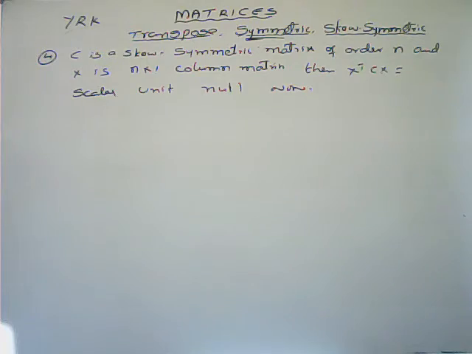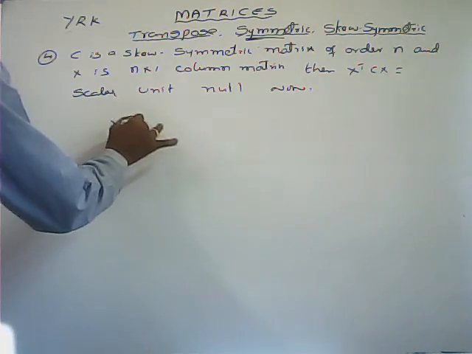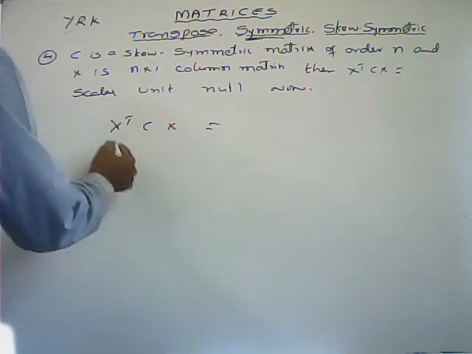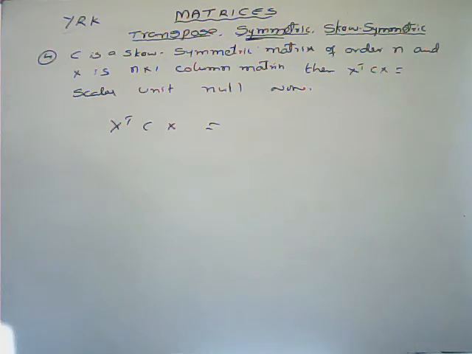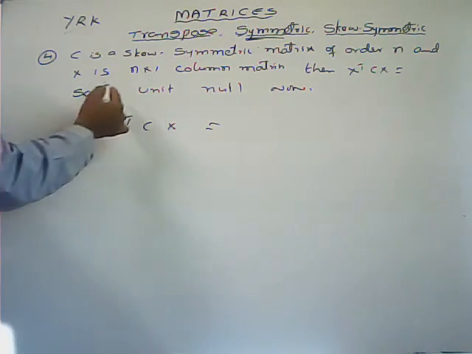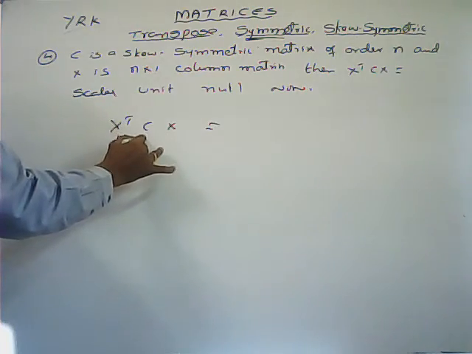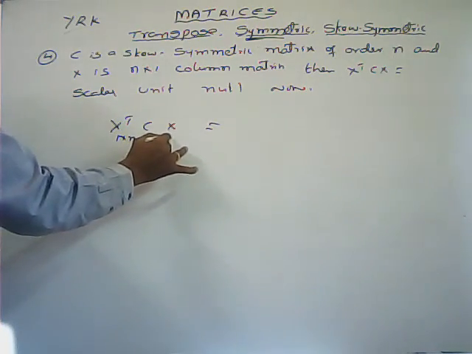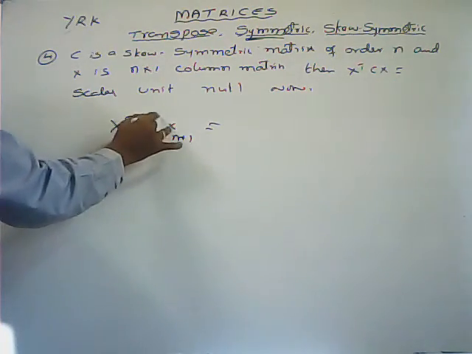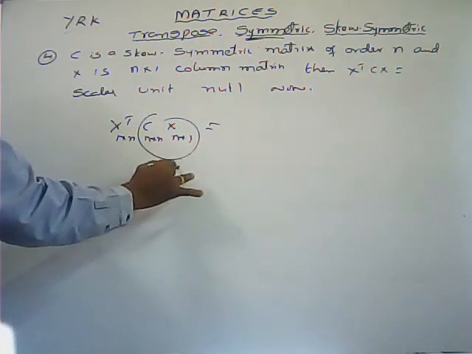Next one, C is a skew symmetric matrix of order n and X is n by 1 column matrix, then X transpose Cx we want. Here, what is the order of the X matrix? n by 1. The order of its transpose matrix, that is 1 by n. And order of C is also given n by n. Order of X is n by 1. If I multiply these, we can get n by 1 order.